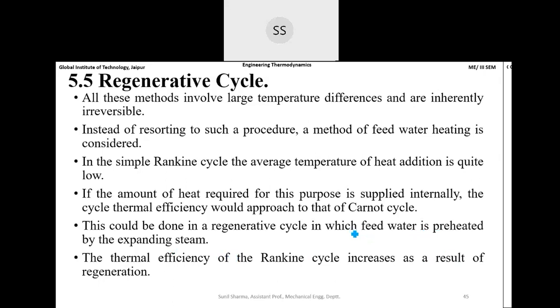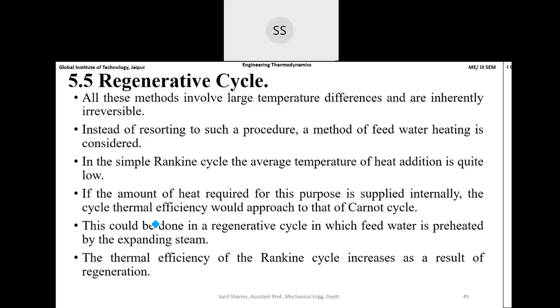फीड वाटर क्यों कहा है? क्योंकि फीडिंग कर रहे हैं हम, जो बॉयलर में वाटर की फीडिंग करते हैं ना, दैट इज नोन एज द फीड वाटर. So the thermal efficiency of the Rankine cycle increases as the result of the regeneration. अब आप कहोगे कि सर एफिशिएंसी इंक्रीज क्यों हो रही है? उसका जो मेजर पर्पस है, उसका जो फंडामेंटल रीजन है, वो रीजन ये है कि आपकी यहाँ पर मीन टेम्परेचर ऑफ हीट एडिशन बढ़ रहा है.